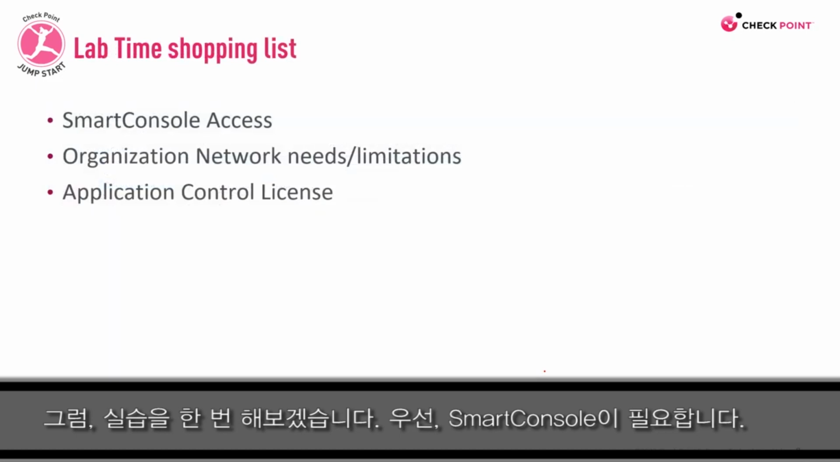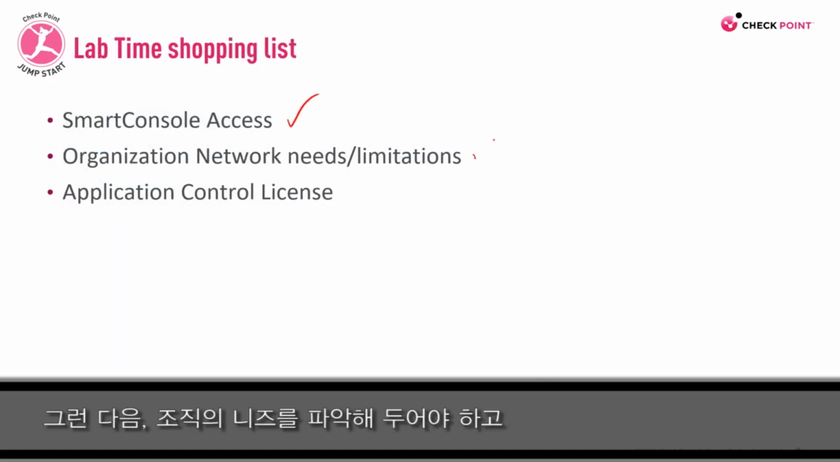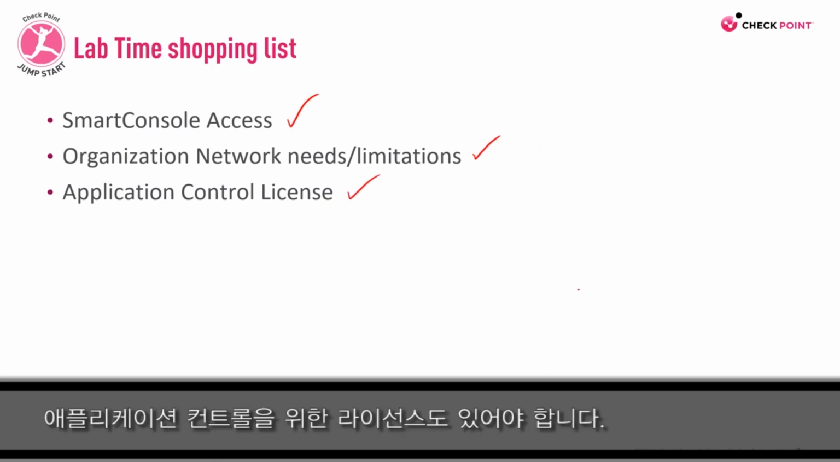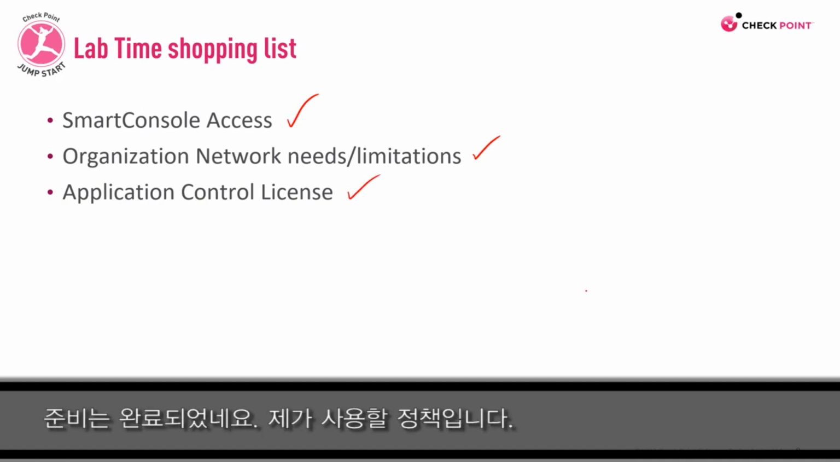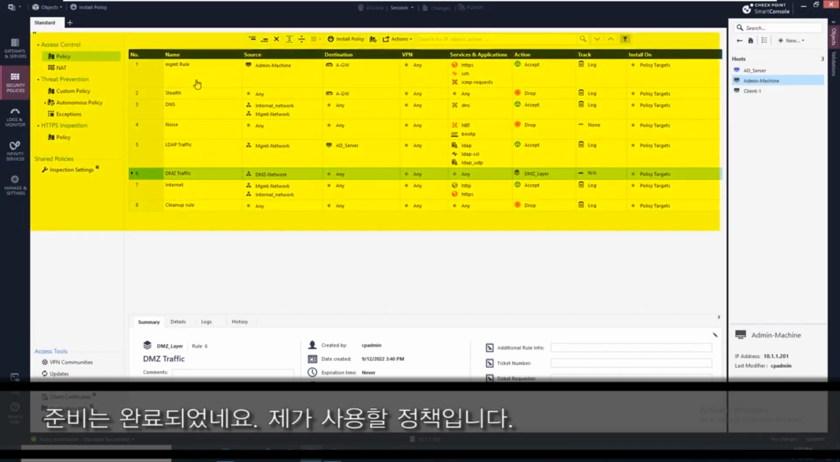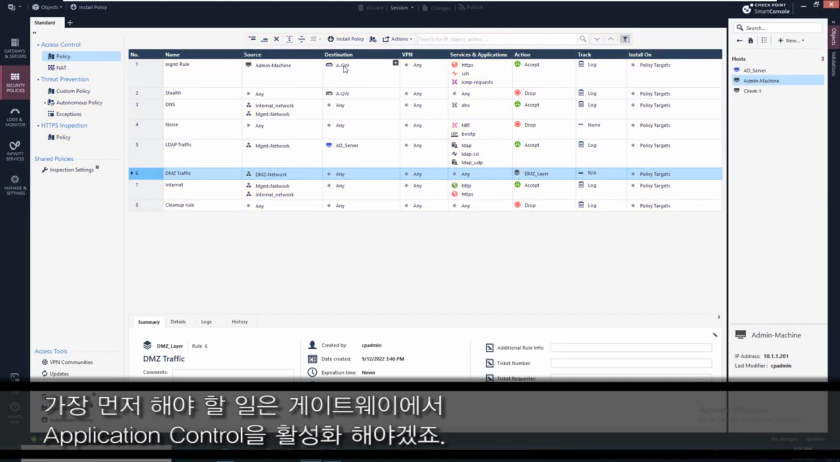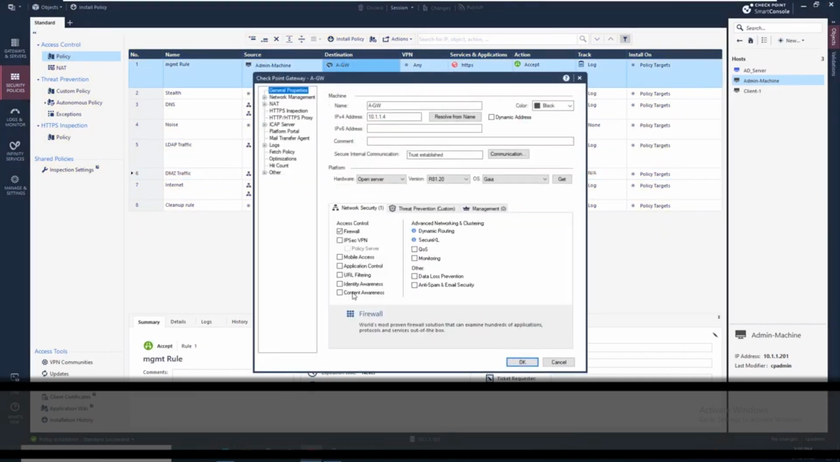Now, in order to do this demonstration, you will need Smart Console access. You'll need to know your organizational needs. And you'll need the right license for application control. In this case, I'm running with an eval license, so I'm good to go. This is my policy. First thing I'm going to do is enable application control on the gateway.